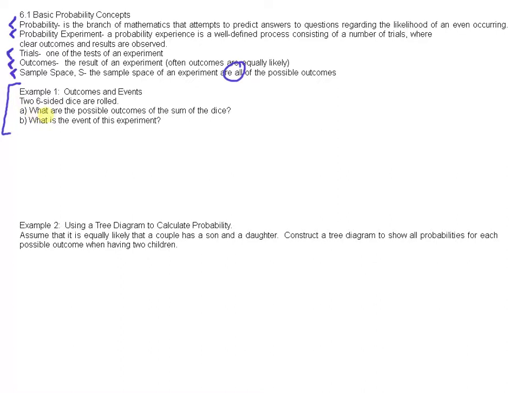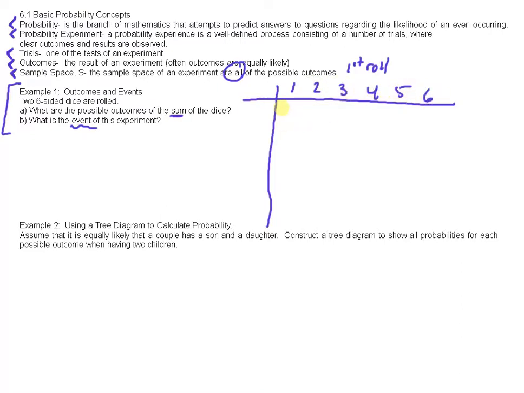Example 1, 2 6-sided dice are rolled. What are the possible outcomes of the sum of the dice? And what is the event of this experiment? Okay, so an easy way to do this is to make a chart. We make a chart outlining, this would be the first roll of the dice, and you can get a 1, a 2, 3, 4, 5, or 6. And then this would be the second roll of the dice, 1, 2, 3, 4, 5, 6.